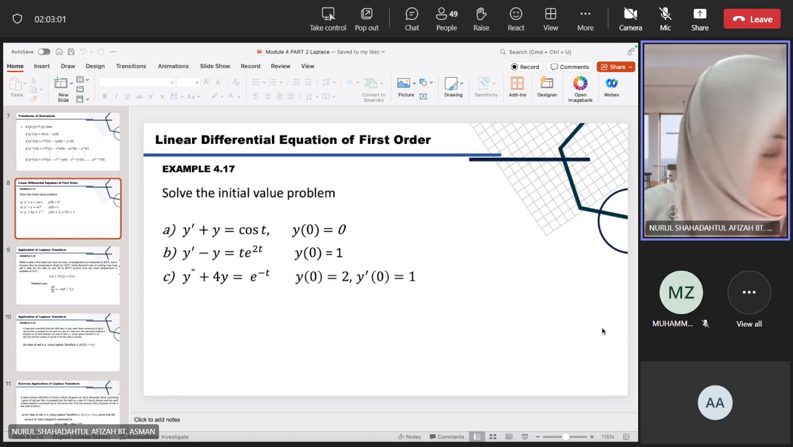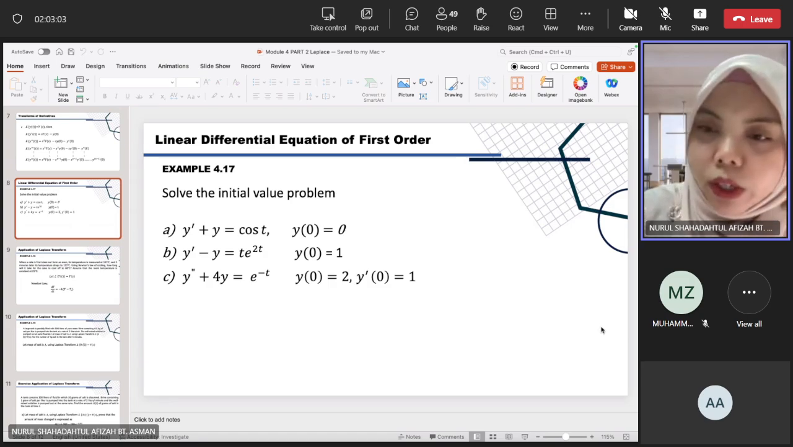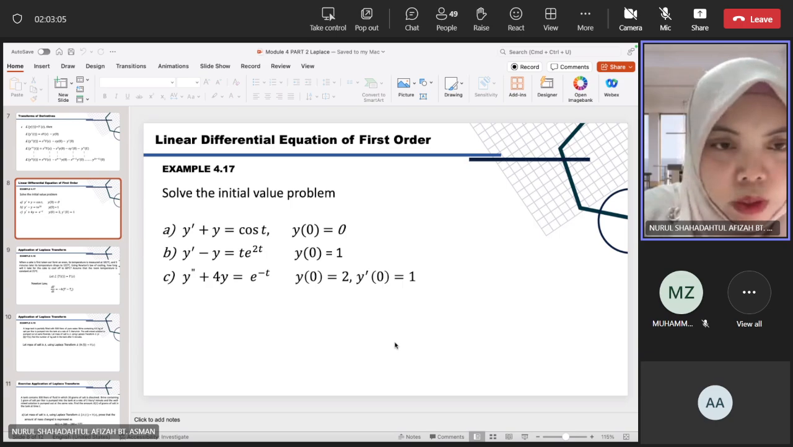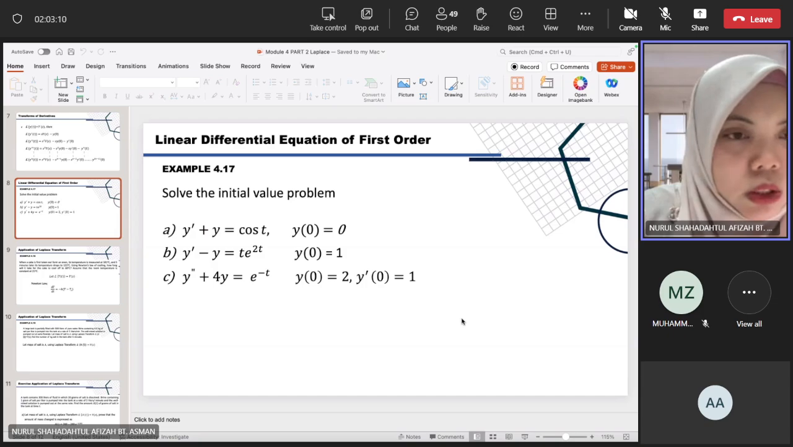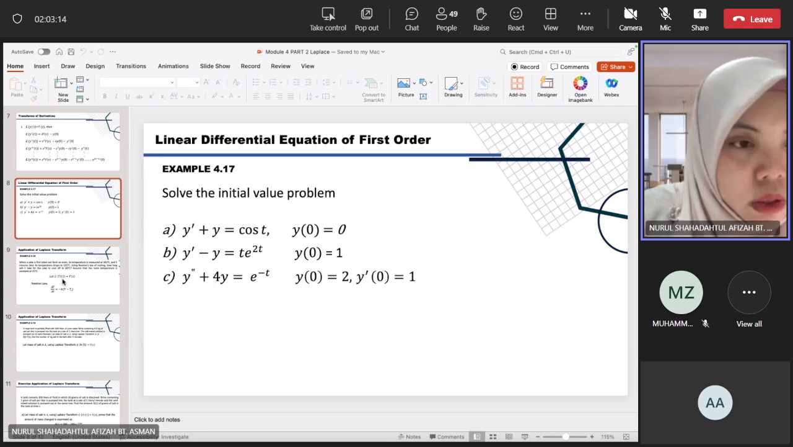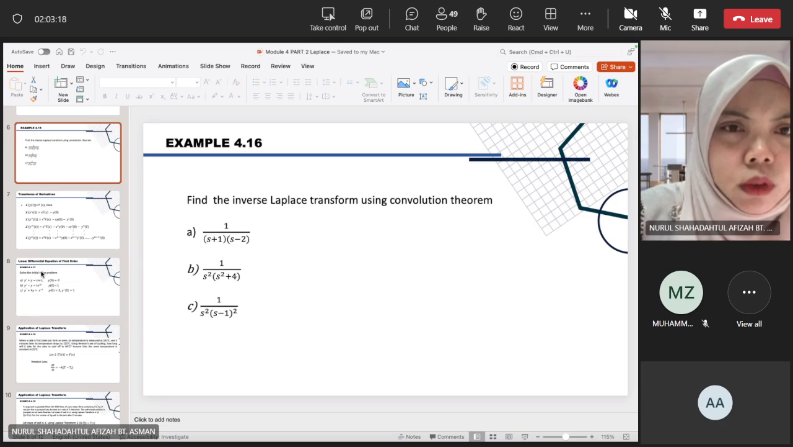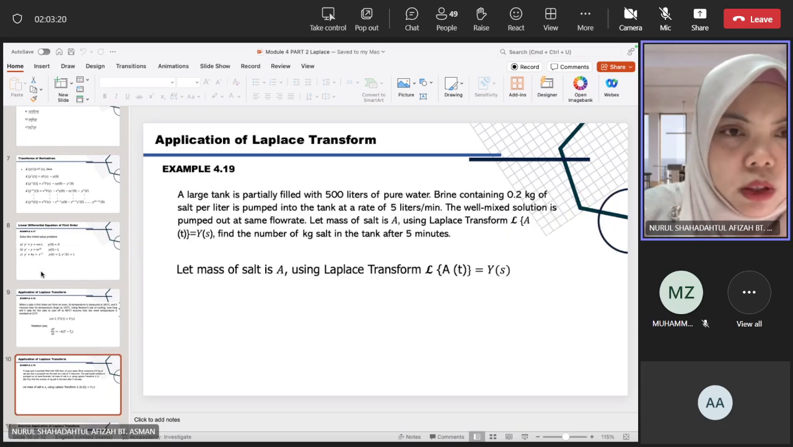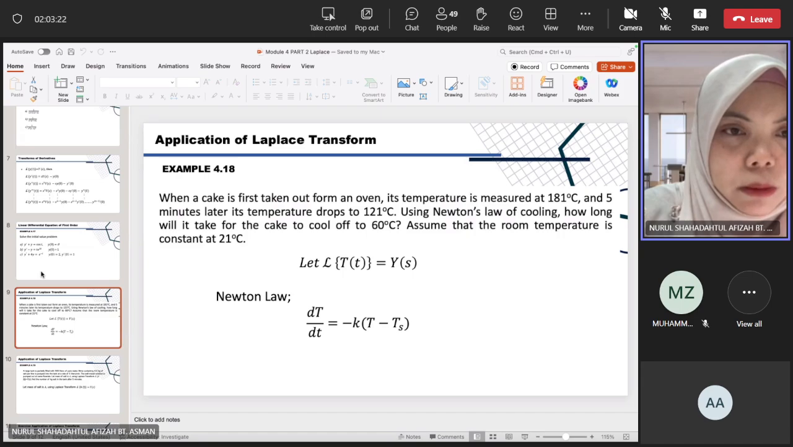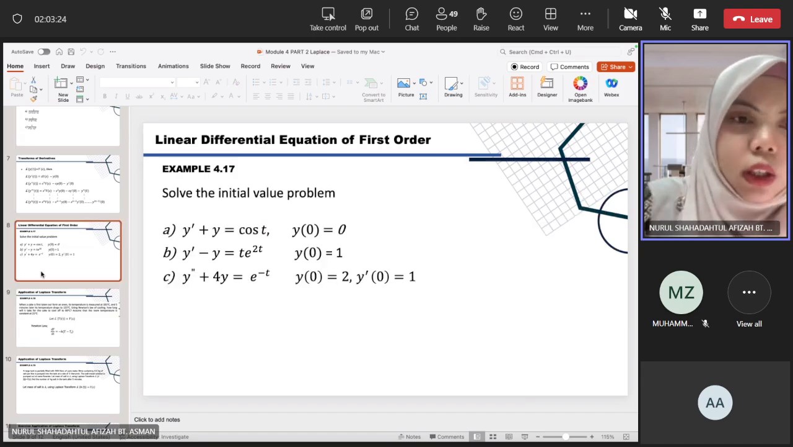Okay, sorry, I have a problem joining using my iPad. So I think we are almost at the end of the class. It's 2 p.m. So I think we are done with the transform derivative. Just a few examples left.